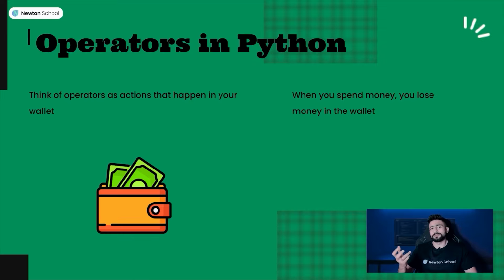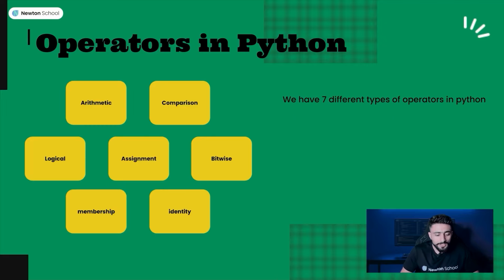Similarly, when you spend money, your EMI comes in, or you go shopping, it is a subtraction. Then if you have multiple wallets, your money will multiply. And when you share your money among friends, whenever you go out and want to split the bill, you're dividing it. So that was just an example to relate what operators are all about.